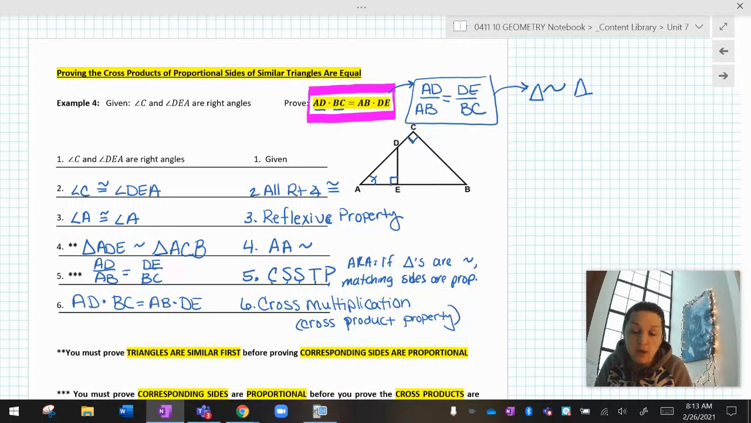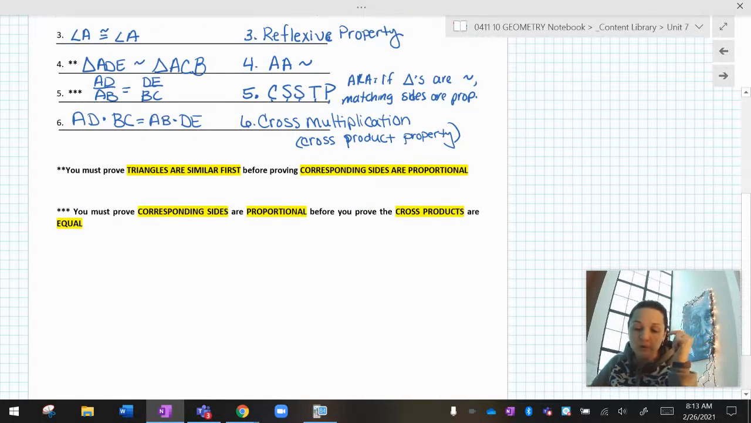Okay. This is what all similarity proofs look like. You find an angle, you find another angle, well, a pair of angles, another pair of angles. Then you can prove the triangles are similar. And then if you want, or if you were told to, after you prove the triangles are similar, you can set up a proportion. And if you want, or if you were told to, after you have the proportion, you have a product. So you must prove that the triangles are similar first before proving corresponding sides are proportional. And then you have to prove that corresponding sides are proportional before you do the cross product property. All right. I think this video is long enough.